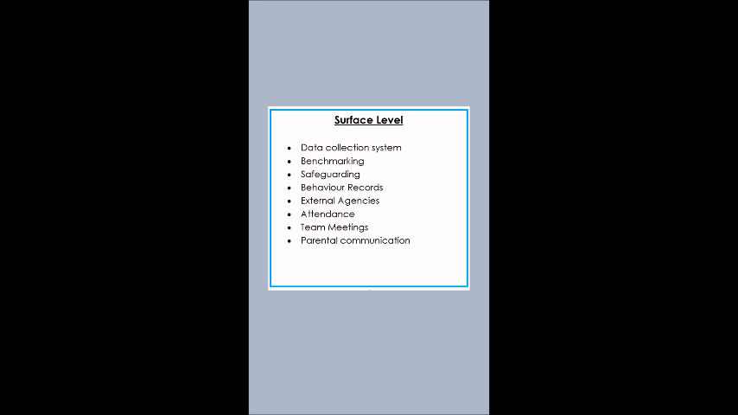Surface level. Surface level are the signposts, the things that make us sit up and think, things aren't quite right here, we need to have a look in more depth. These can include data collection systems such as iSend, qualification trackers, Cherry Garden and MAP. We could also use PLIM tracking systems.